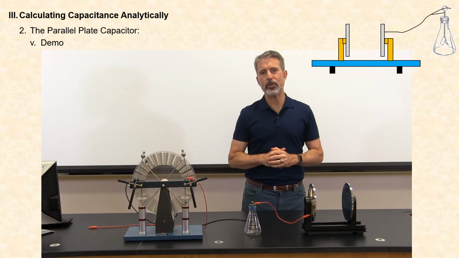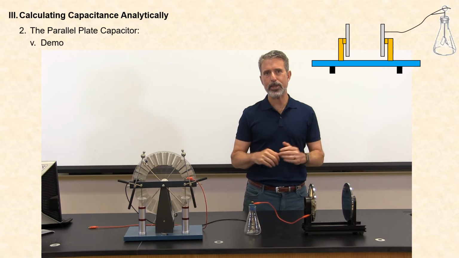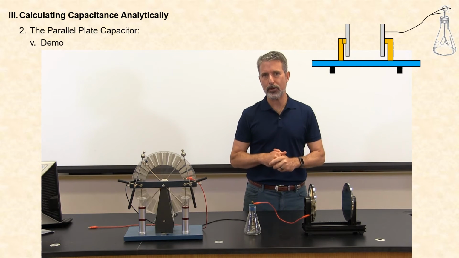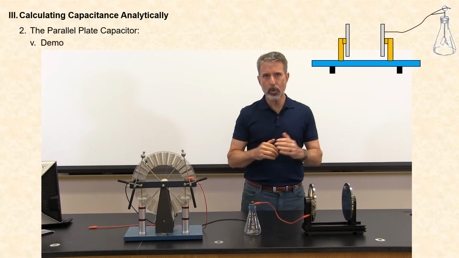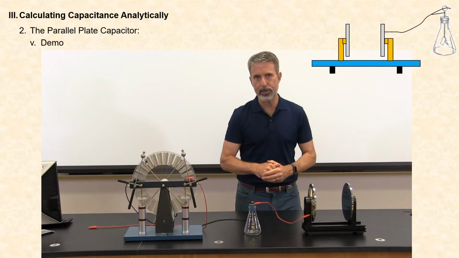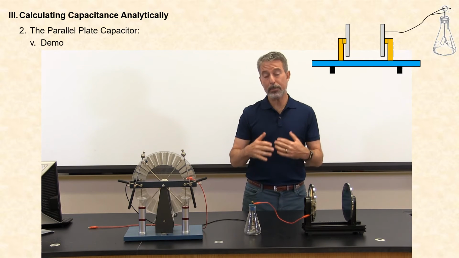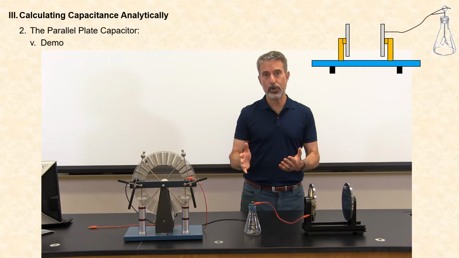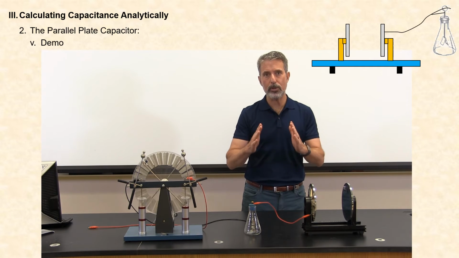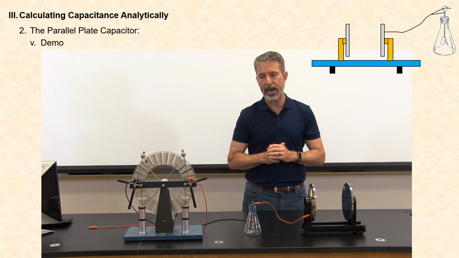In this demonstration, we will take a look at the effect of plate spacing on the capacitance of a parallel plate capacitor. In order to do that, you'll notice that I have one of the plates of the capacitor connected to this electroscope. The reason for that is we can see by what is happening with the leaves of the electroscope, whether they fall or whether they move apart, that tells us something about the charge on the plates of the capacitor.